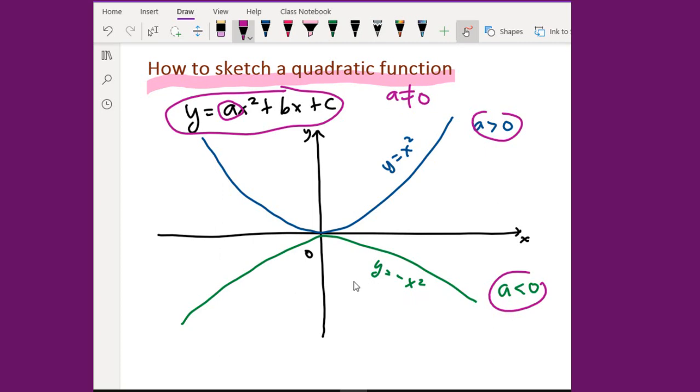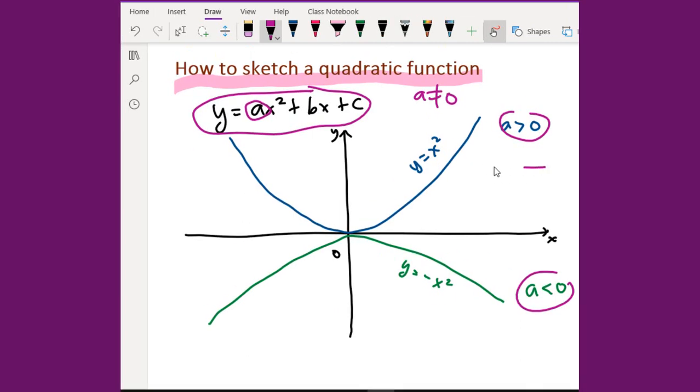For the graph that opens up, it has a minimum point. This is the middle point, the minimum point. For the sad graph, it has a maximum value in the middle. Here is the maximum value.